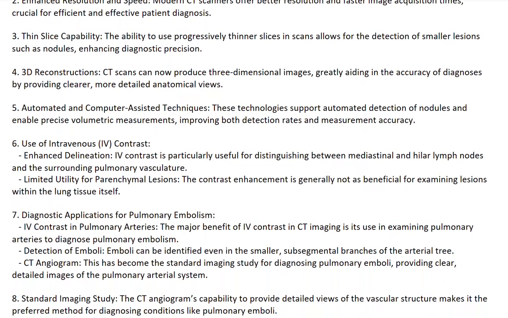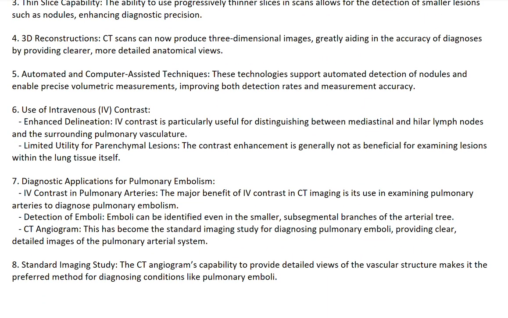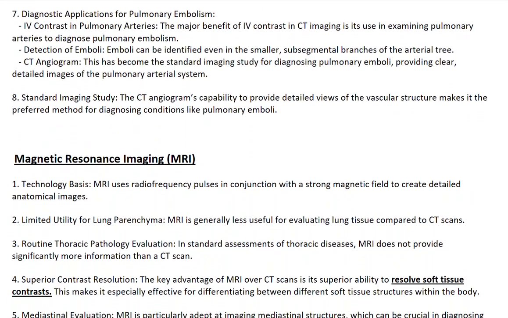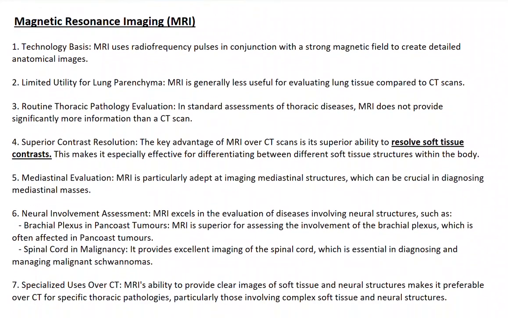Detection of emboli. Emboli can be identified even in the smaller subsegmental branches of the arterial tree. CT angiogram. This has become the standard imaging study for diagnosing pulmonary emboli, providing clear, detailed images of the pulmonary arterial system. 8. Standard imaging study. The CT angiogram's capability to provide detailed views of the vascular structure makes it the preferred method for diagnosing conditions like pulmonary emboli. The continuous advancements in CT scan technology have dramatically improved the ability to diagnose various thoracic conditions with high precision and minimal invasiveness.